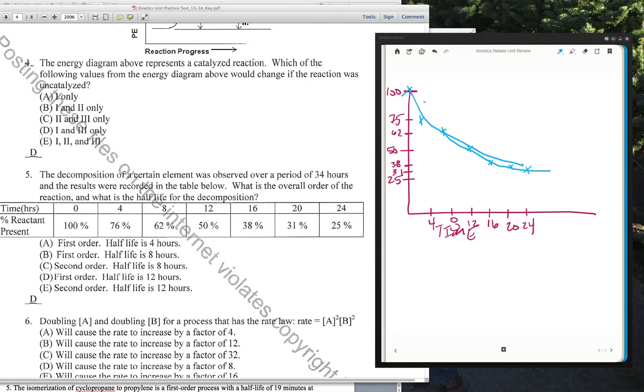So when you look at that, if it's zero order, you're going to have a straight line, right? Can we agree with that? I don't know if that's going to be very good. So that's zero. And I'll have to be totally honest with you, I disagree with this question. I think it's a poorly written question.